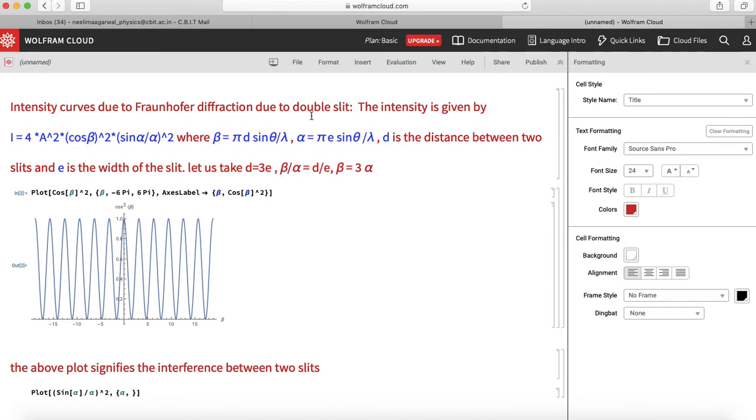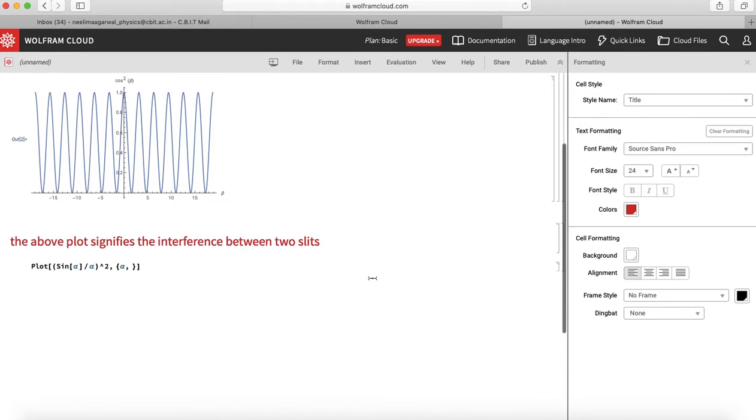Now, for example, beta I have chosen from minus 6 pi to 6 pi. Let us take alpha from minus 2 pi to 2 pi, and then I need to label the axes: x-axis alpha, y-axis sin alpha by alpha whole square. You can also copy and paste, there is no need to type again and again. Okay, now let us shift enter.